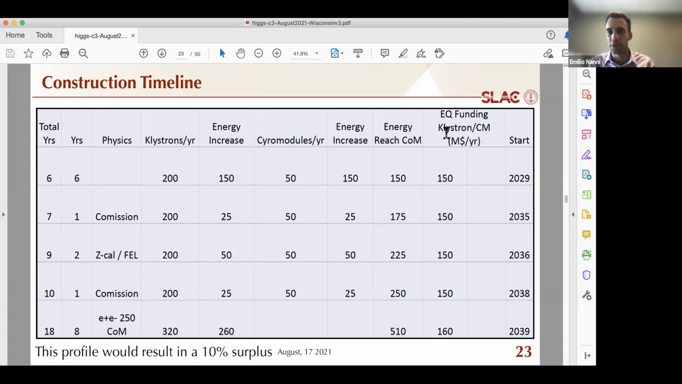And from an equipment perspective, like I said, this is very nice. It's roughly flat funding over the full time, and the production is fairly constant, which I think is great for industry. If you actually check the numbers here, you end up with 10% surplus in terms of klystrons and cryomodules, but you'd either stop building a year early or lower the number a bit, depending on what you'd like, or you have some surplus in stock available in case you need it.